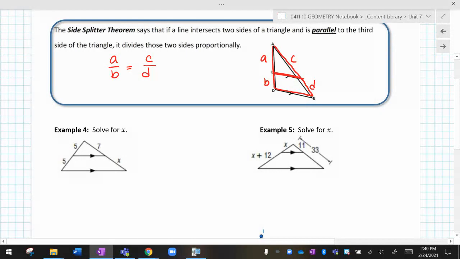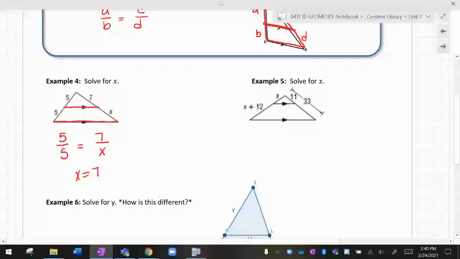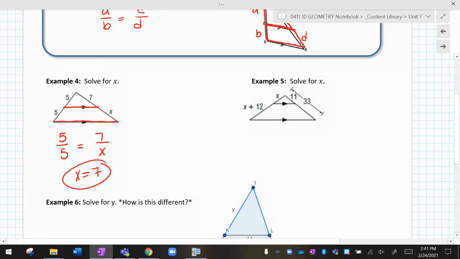Okay? So let's do it. Here's a triangle. These are parallel. Whenever you have a parallel line, A over B equals C over D. The top part over the bottom part equals the top part over the bottom part. Well, 5 divided by 5 equals 7 divided by 1. 5 fifths is 1. That would mean x is 7, because I'd have to have 7 sevenths on the other side.